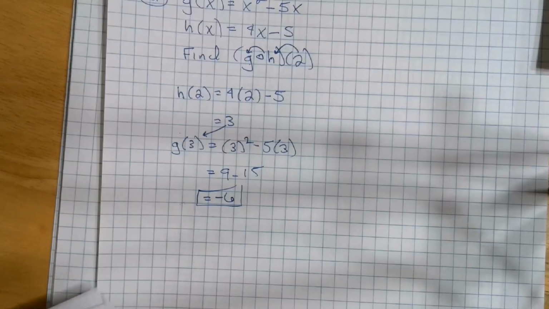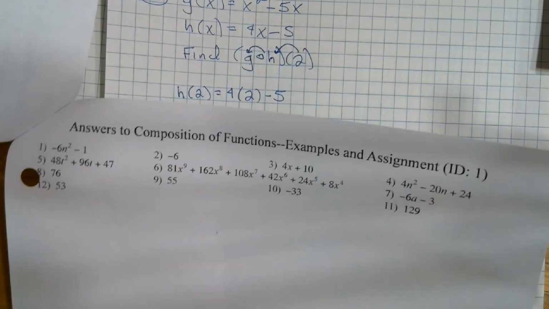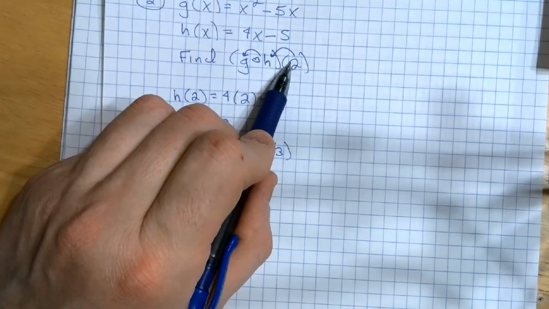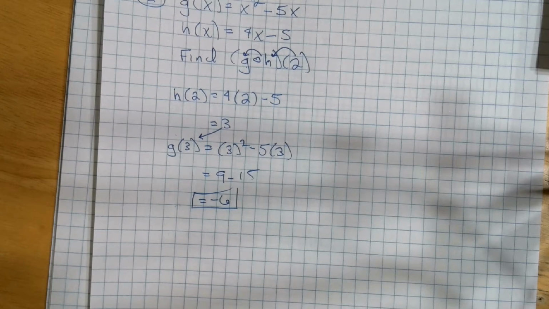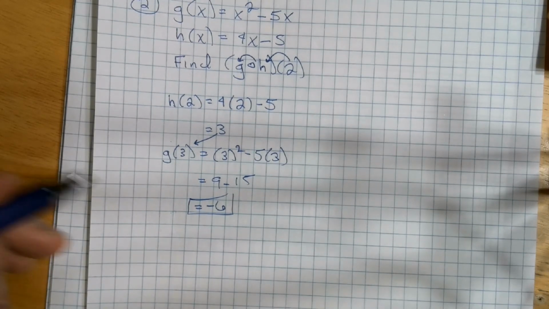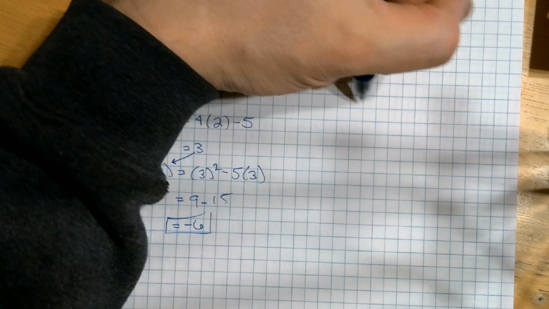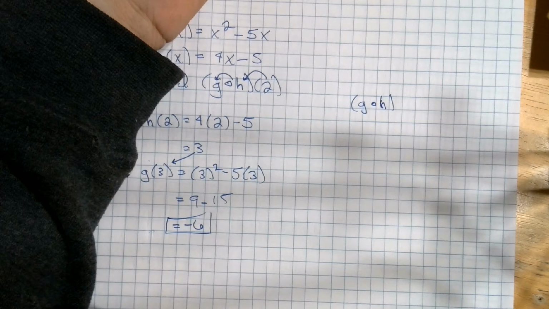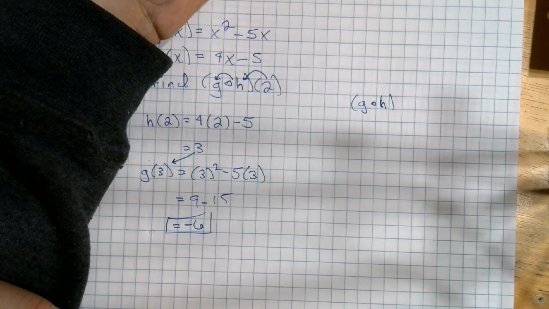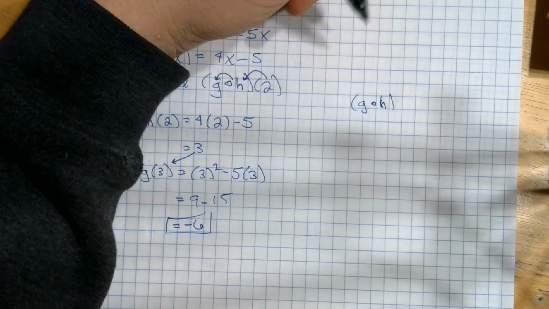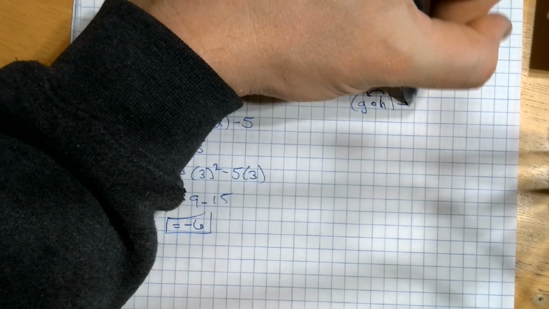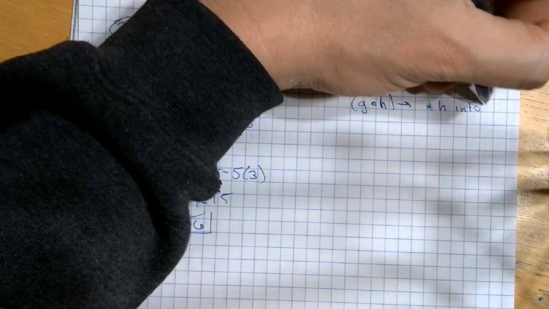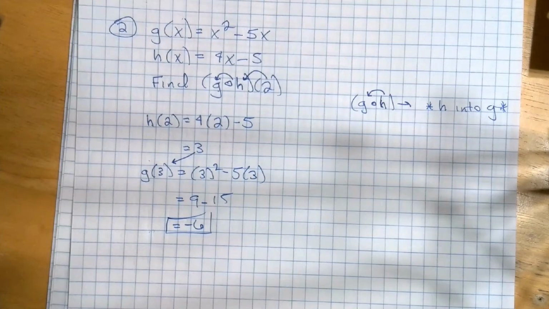Let's see if that is correct. Number 2, negative 6. Whew. Okay, so that's the one way to do it. And once again, this only works if you have a number here. If you have a letter, you've got to go for the previous two examples. The other way that you can do it is you can first do G composition of H if you want to. Get the composition and then plug in 2. So I'm going to do the G composition of H, which if you remember, that means I plug H into G.